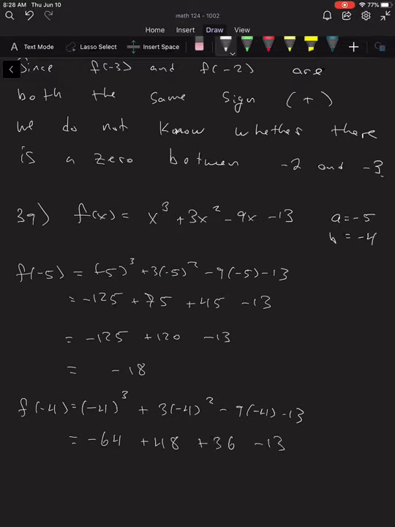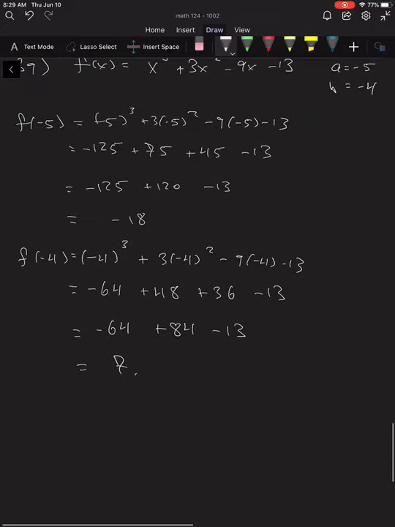So let's see, we got 36 plus 48 is 84. So this is going to be minus 64 plus 84 minus 13. Okay, so I'm going to do minus 13 minus 64. Okay, and this is going to equal 7.